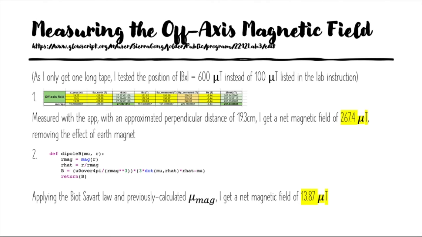Measured with the app at an approximately perpendicular distance of 19.3 centimeters, I get a net magnetic field of 267.4 μT, removing the effect of Earth's magnet. And applying the Biot-Savart law and previously calculated μ mag, I get a net magnetic field of 13.87 μT.